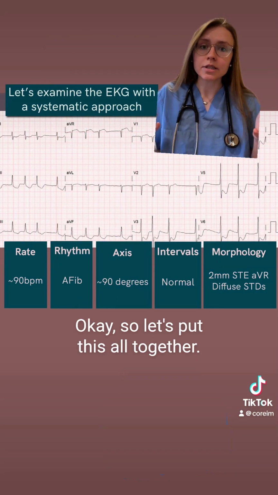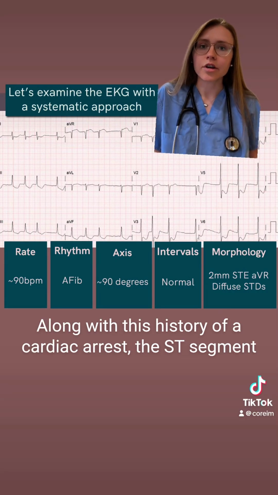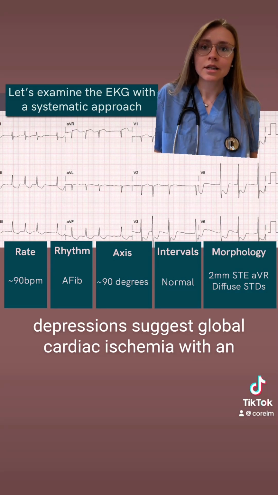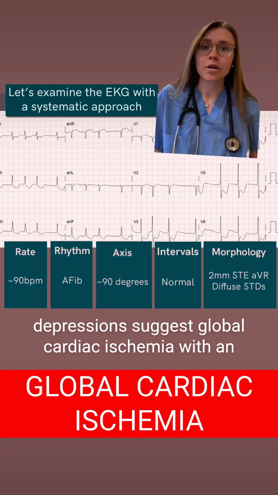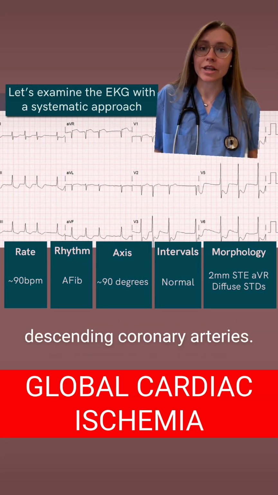Okay, so let's put this all together. What do these findings suggest? Along with his history of a cardiac arrest, the ST segment elevations in aVR, as well as the diffuse ST segment depressions, suggest global cardiac ischemia with an obstruction of the left main or proximal left anterior descending coronary arteries.